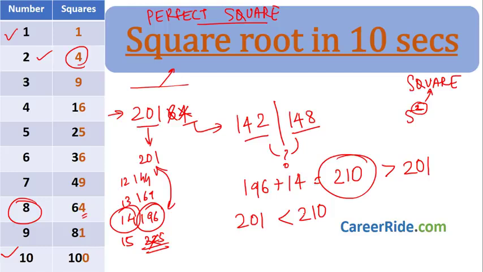If 201 is less than 210, that means we have to take the lesser number as the square root. Okay, what is the lesser number between 142 and 148? 142. So this is the square root of 20164. Did you get it? I'll give another example that would be helpful.